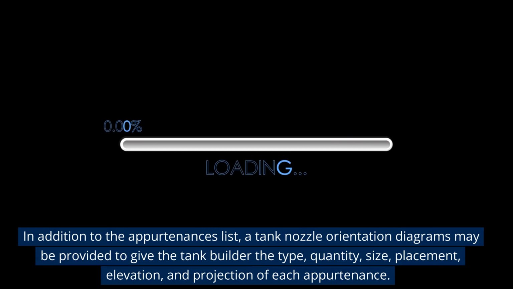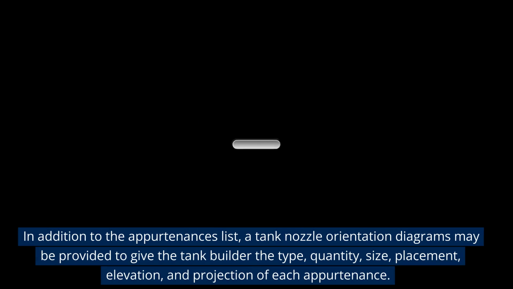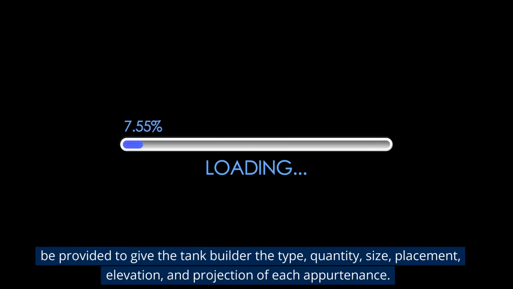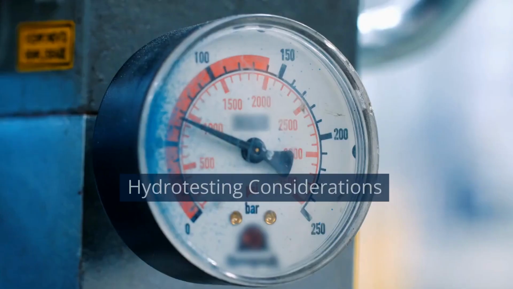In addition to the appurtenances list, tank nozzle orientation diagrams may be provided to give the tank builder the type, quantity, size, placement, elevation, and projection of each appurtenance.